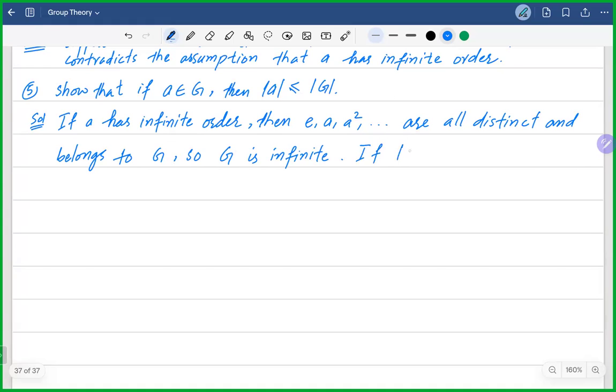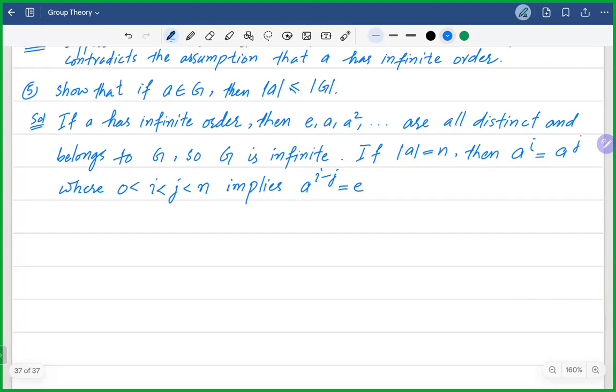Now, if the order of a is n, then a power i equals some a power j, where i is less than j and they are between 0 and n, and it implies that a power i minus j is e, which is a contradiction, in the sense that a has finite order now.